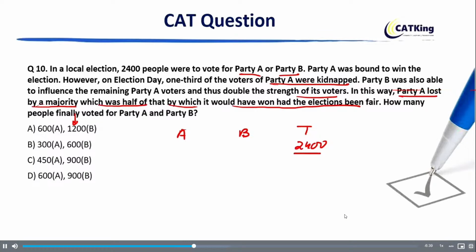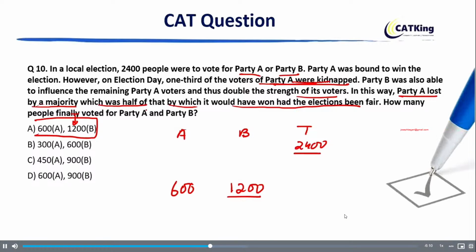Okay. Fine. Let's say this answer is correct. So how many people finally voted? So finally 600 voted for A. Finally 1200 voted for B. Correct? Okay. I know that 1/3 of the party members were kidnapped. Right? So 1/3 of party members were kidnapped. I know this. That 1/3 of votes of A were kidnapped. Correct? So just see this.